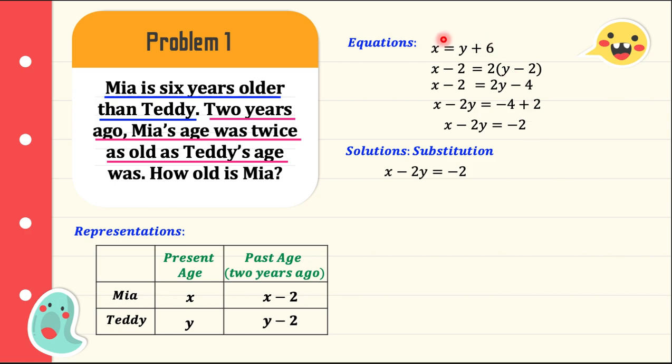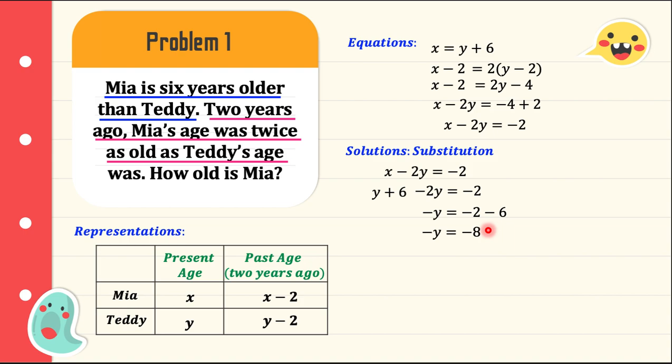So based on our first equation, the value of x is y plus 6. So I will change x and make it y plus 6. And then copy the rest, which is minus 2y equals negative 2. Simplify. y minus 2y, the answer is negative y. And then I'll transpose 6 on the other side. So that will be negative 6.